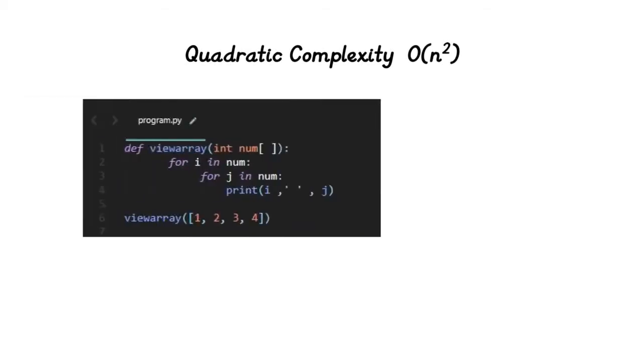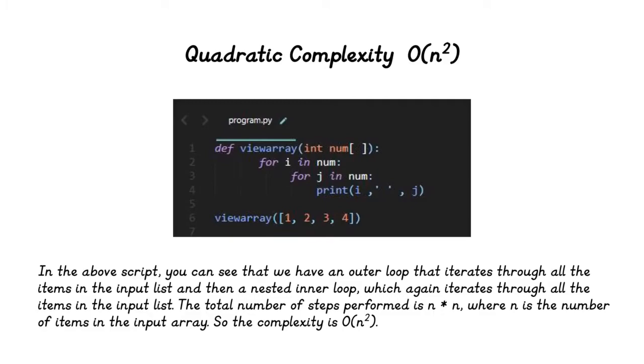Look at the function shown on the screen. We can see that we have an outer loop that iterates through all the items in the input list, and then a nested inner loop which again iterates through all the items in the input list. The total number of steps performed here is n into n, where n is the number of items in the input array. So, the complexity of this function will be big O of n square.